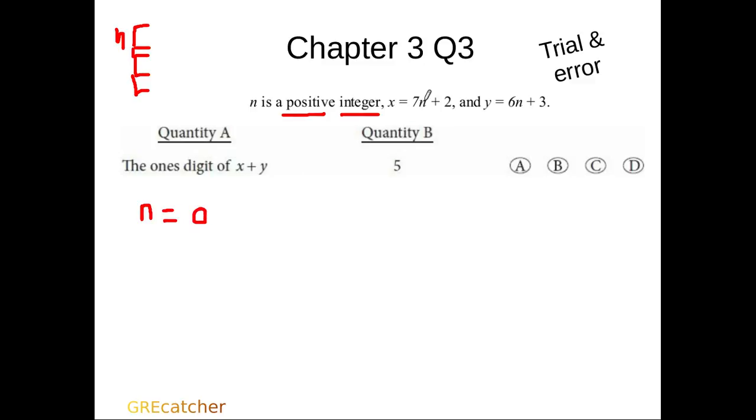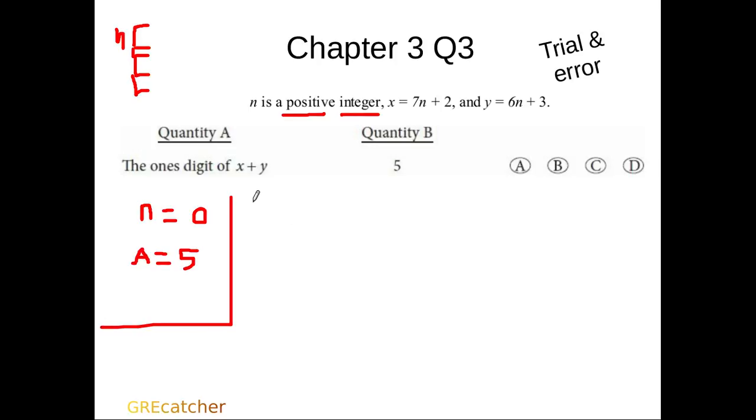x is equal to 7n, so 7 times 0 is 0, plus 2, so x is equal to 2. And for y, 6 times 0 is 0, plus 3, so y is equal to 3. The addition x plus y is equal to 5, so quantity A is equal to 5. In this scenario quantity A is equal to quantity B. Okay, fine. Let's try another scenario.